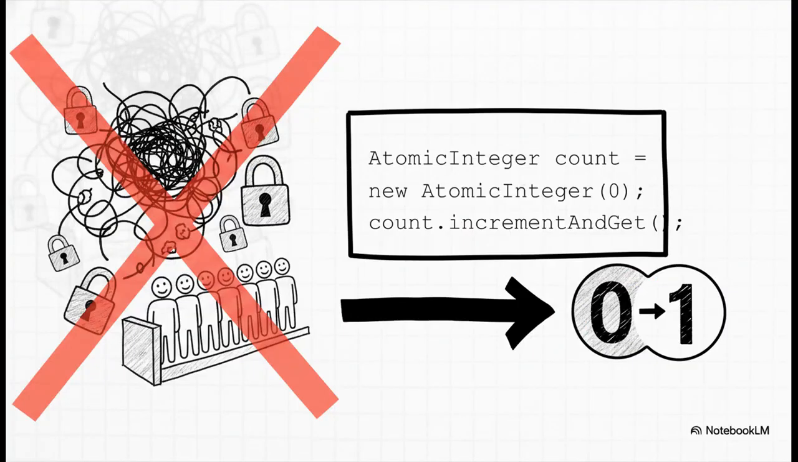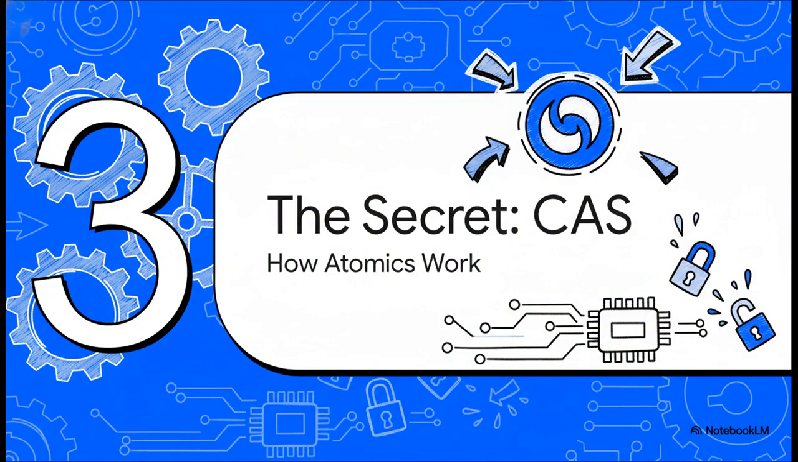And just look at how clean the code is. You just create a new atomic integer, and then you call a method like incrementAndGet. And that's it. That one little method call is guaranteed to be thread safe. There's no bulky synchronized block, no extra boilerplate, just a simple, direct atomic operation. It's beautiful. So you're probably wondering, how in the world does Java pull this off without using locks?